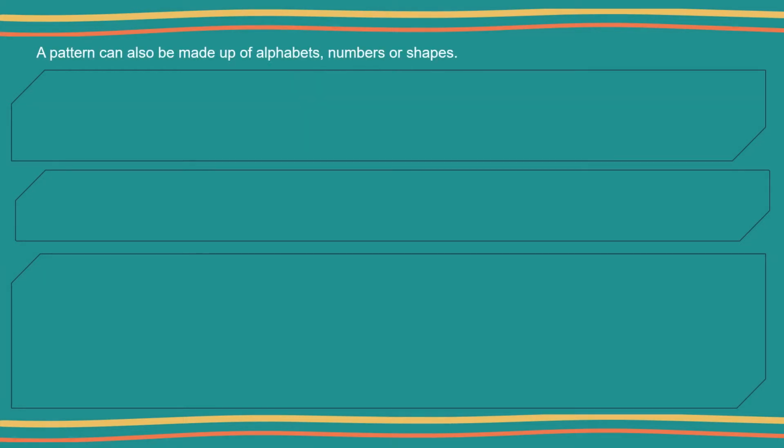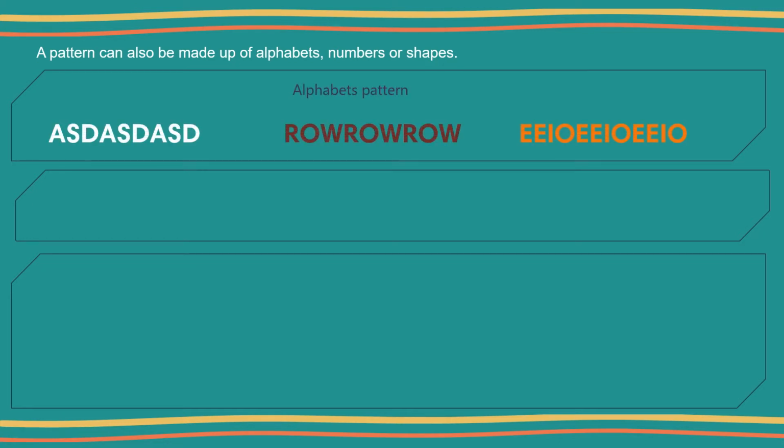A pattern can also be made up of alphabets, numbers, or shapes. Alphabet pattern. Here are some examples of alphabet patterns. Number pattern. These are examples of number patterns.